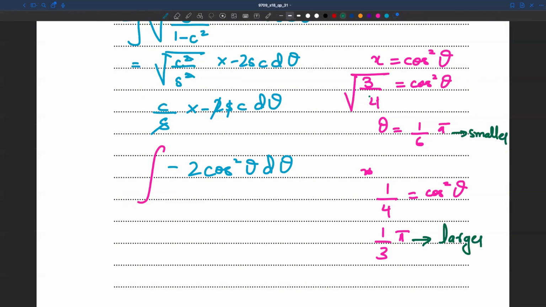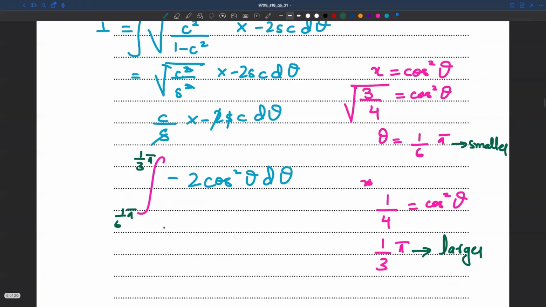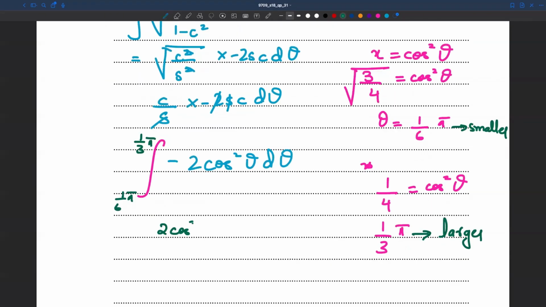What you're observing is that when I took the larger value of x, the smaller value of theta came. So in this case, because now I have to put 1 over 3 pi over here and 1 over 6 pi over here, the sign changes, because it has completely flipped, so its sign changes. This will just become 2 cos square theta d theta, and limits 1 over 3 pi to 1 over 6 pi, and that is it.